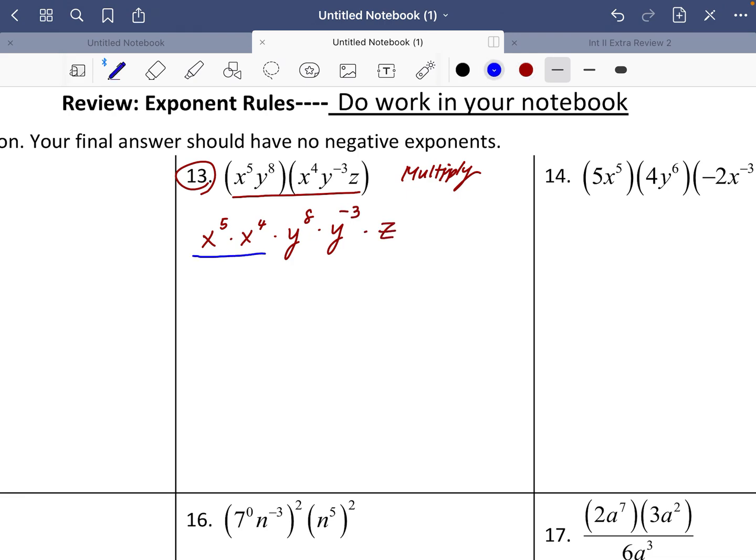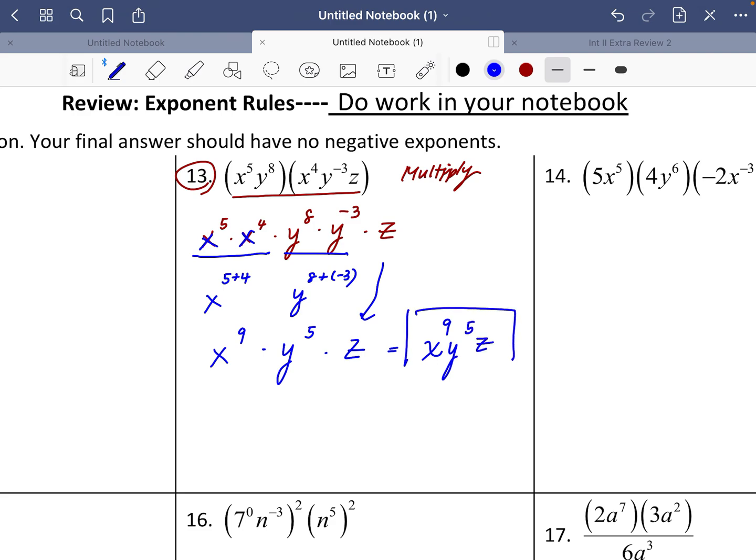If you're multiplying with the same x, what you're going to do is add the exponents. You're going to get x to the power of 9. Same thing for the y. You're going to add the exponents together, which is 8 plus negative 3. You're going to have y to the 5th. And z is going to stay. Multiply them all together. You're just going to leave this as your final answer.